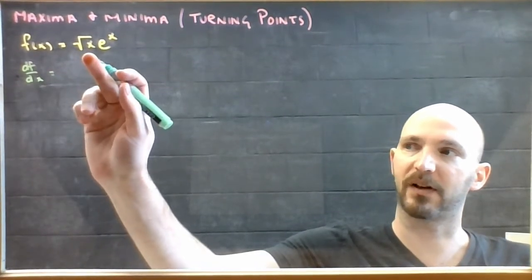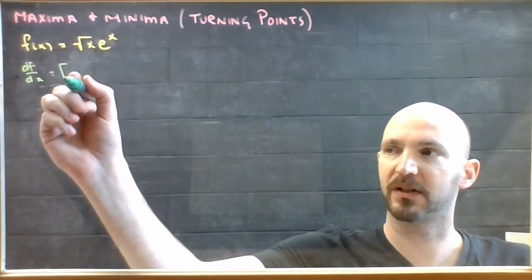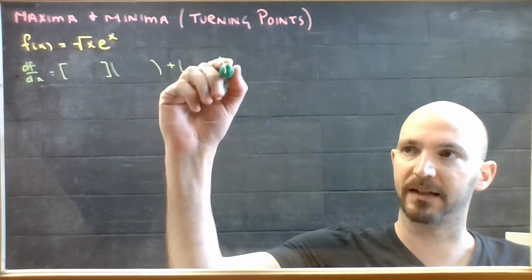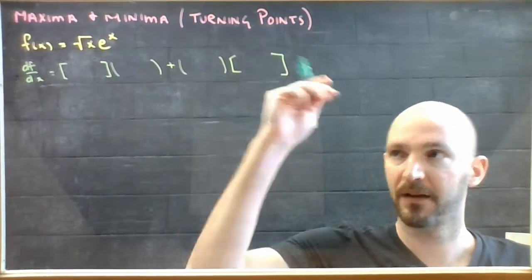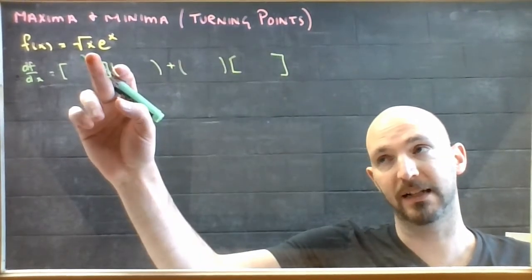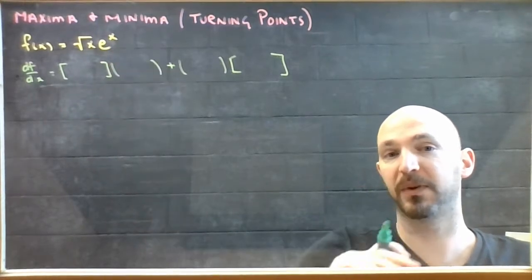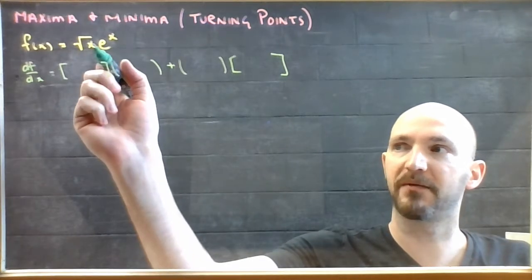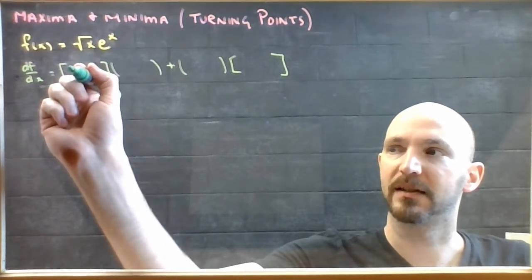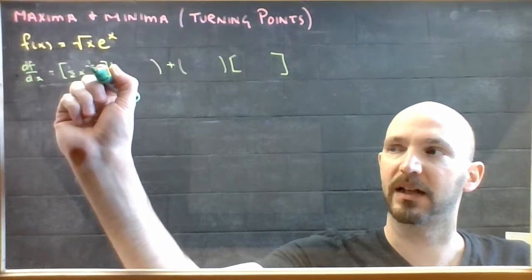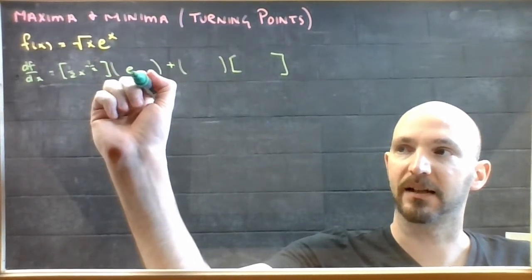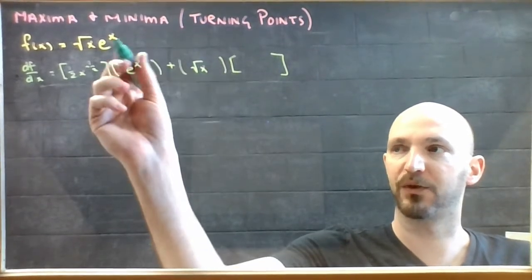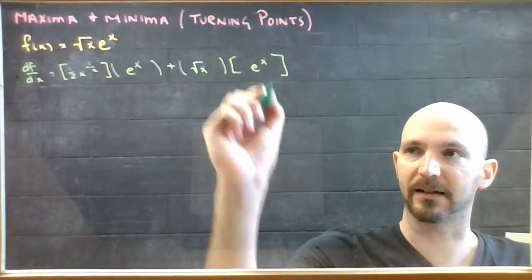It is a function multiplying a function, so I'm going to need my product rule infrastructure. Let me jot that in there. This is not a function in a function, neither is that, so I won't be needing any chain rule. So I just have to do the derivatives now. Derivative of a radical is 1/2 x to the negative 1/2. Leave the e to the x alone. Leave the radical alone. And the derivative of e to the x is e to the x.